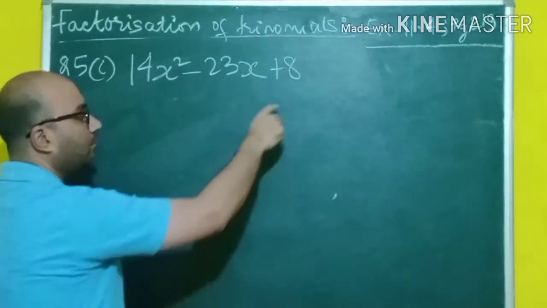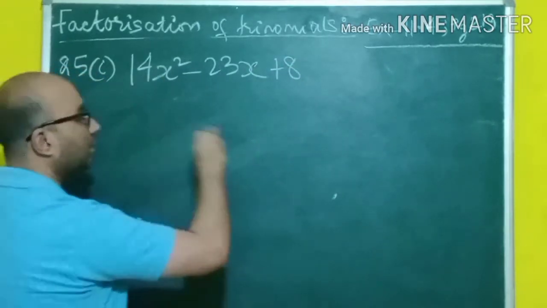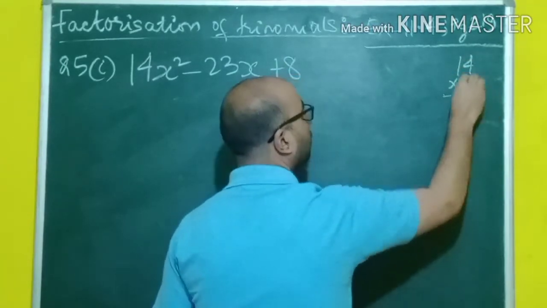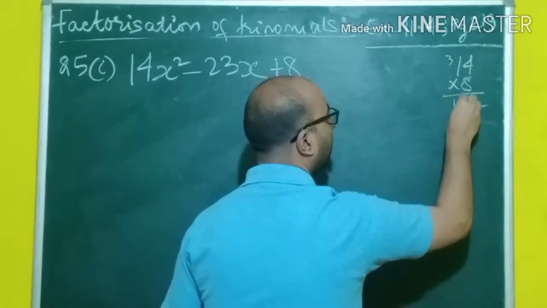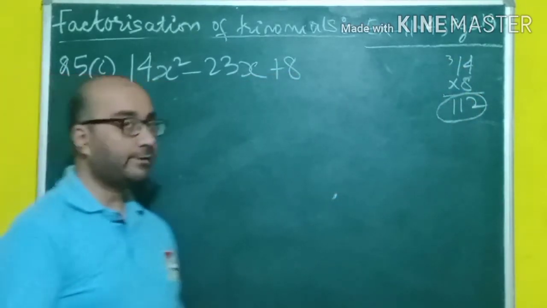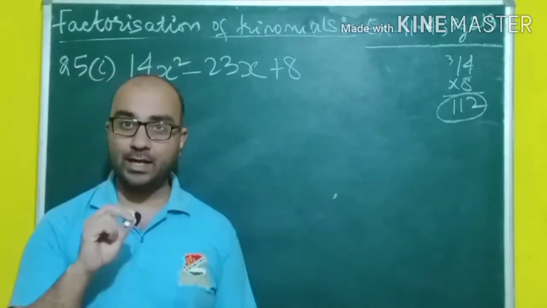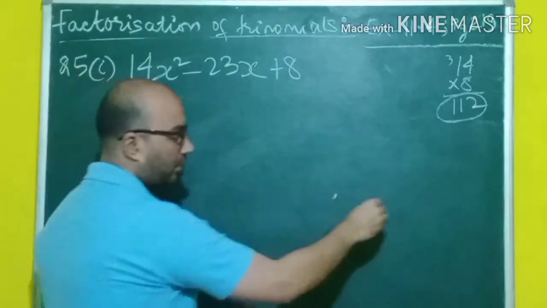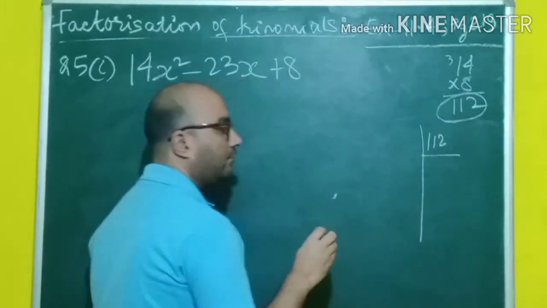Now what is our second step? We multiply the last number to the coefficient of x square. That means 8 multiplies to the 14, so 14 multiplied by 8: 8 4s are 32, 8 1s are 8, 9, 10, 11, 112. So 112 is our main number. So we need to factorize 112 in such a way that the factors, by adding or subtracting, should give us 23. So let us go ahead and factorize 112 to find out what the factors will be.